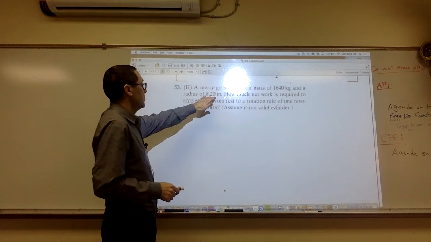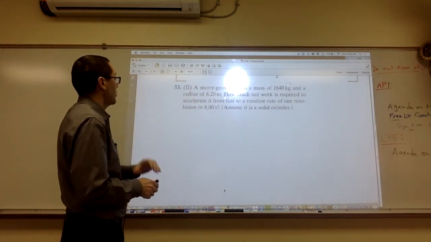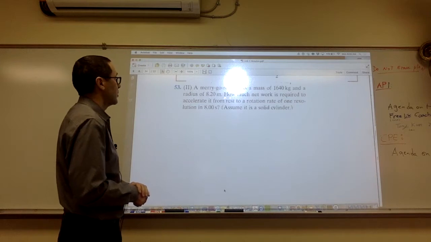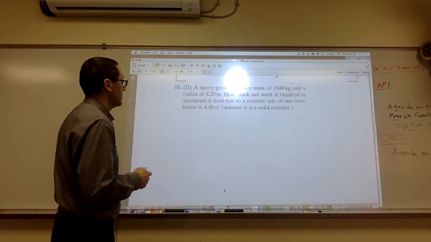And you just have to be careful. Sometimes this is given in centimeters, so you have to change it. How much net work is required to accelerate from rest to a rotational rate of 1 revolution in 8 seconds?